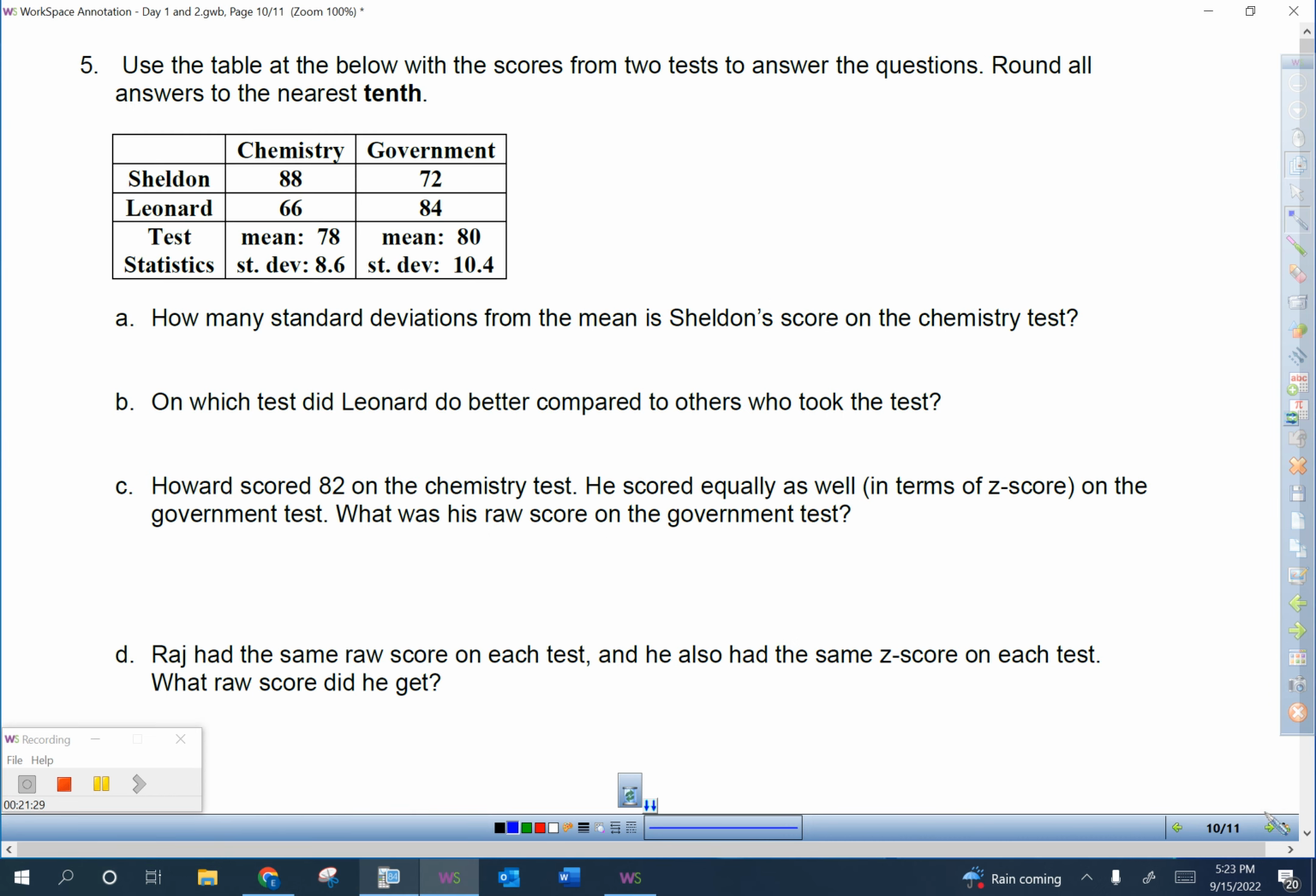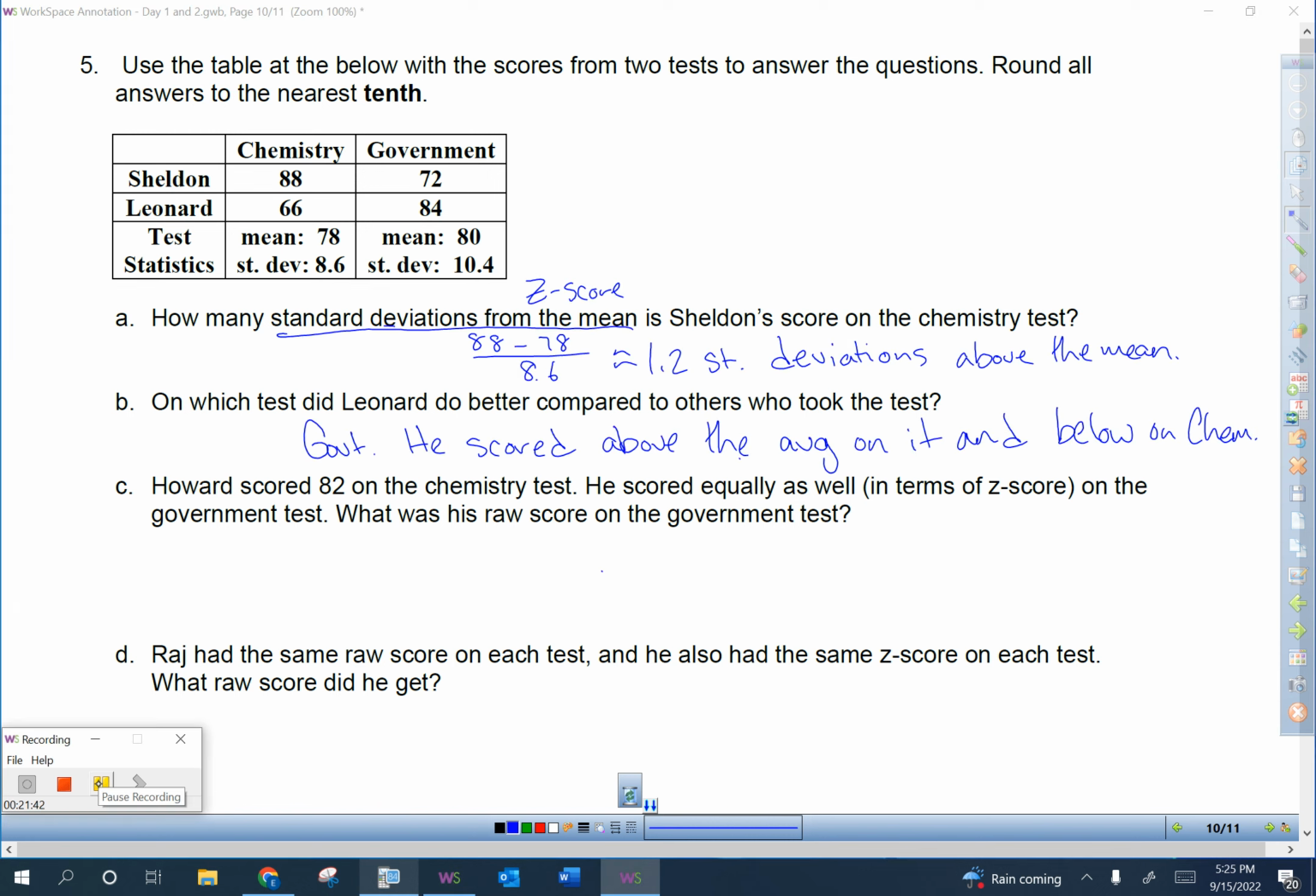Next one, a bunch of questions related to this table, because we did a practice together and Z-scores was the last thing we talked about. I'm going to ask you to pause the video and see if you can try these ones on your own. Okay, we're going to talk about these real quick. The first one was asking for the Z-score. Make sure when you write your answer you're doing two things. Following the instructions, it said to the nearest tenth, so tell me approximately 1.2. And then you are including the language above the mean when you're giving your answer.